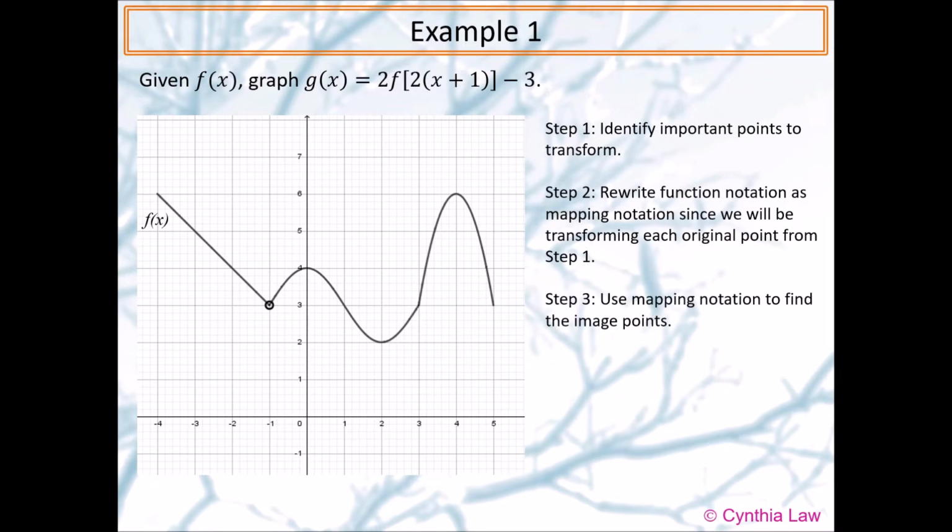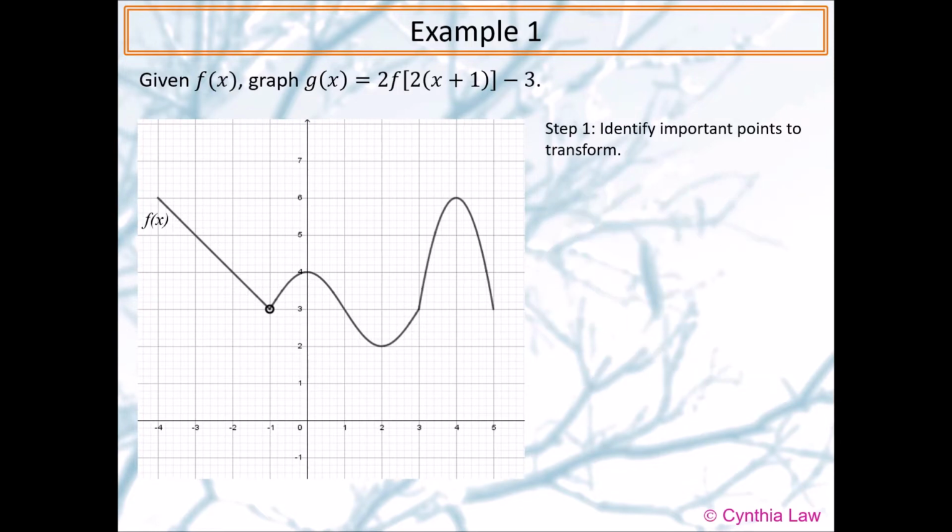Step 3, we find the image points using the original points. And in step 4, we will graph the image points and connect the points together properly, and then we have to label the new function as g(x). So let's start from identifying important points that we need to use.